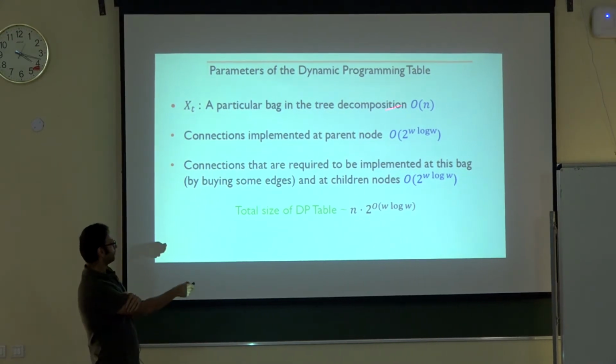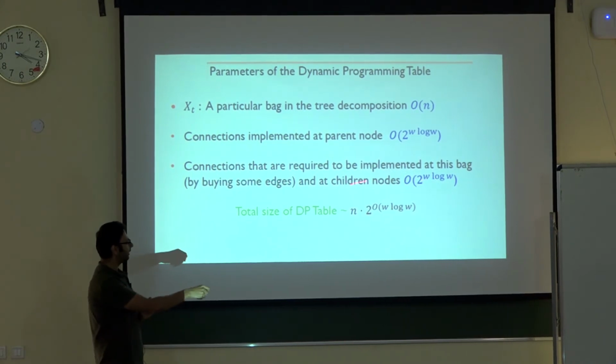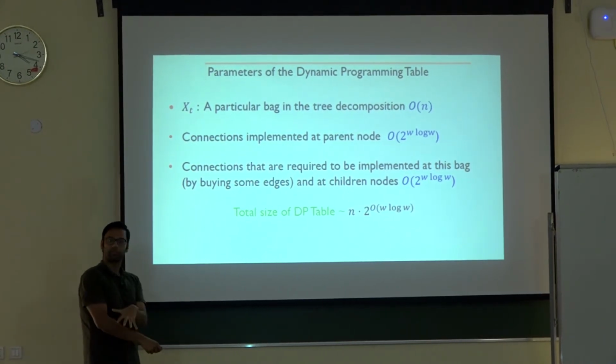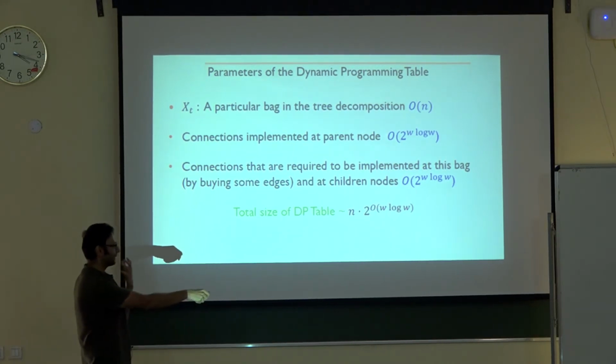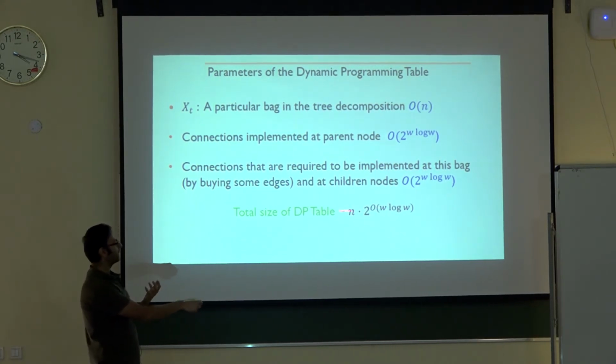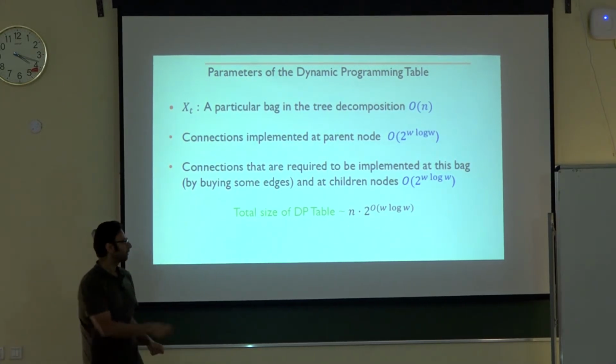Yeah. So that's another parameter, and a very similar argument can also be made for the subproblem that I am trying to solve, among the descendants. So that's like another w to the w. So the total size of the DP table is nothing but n times this number. Okay? Yeah.